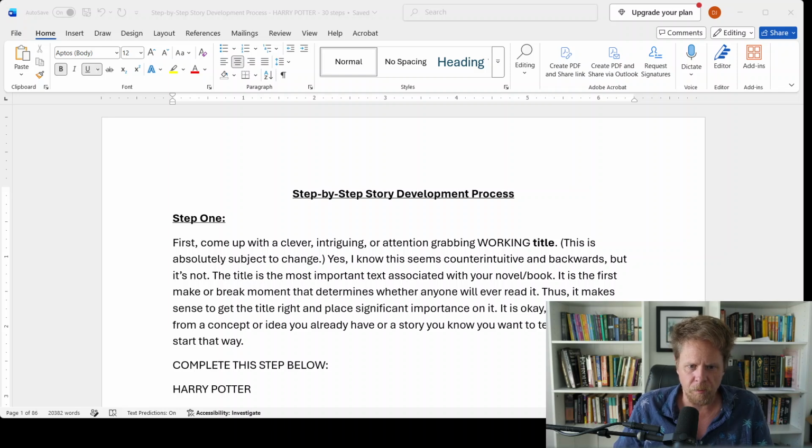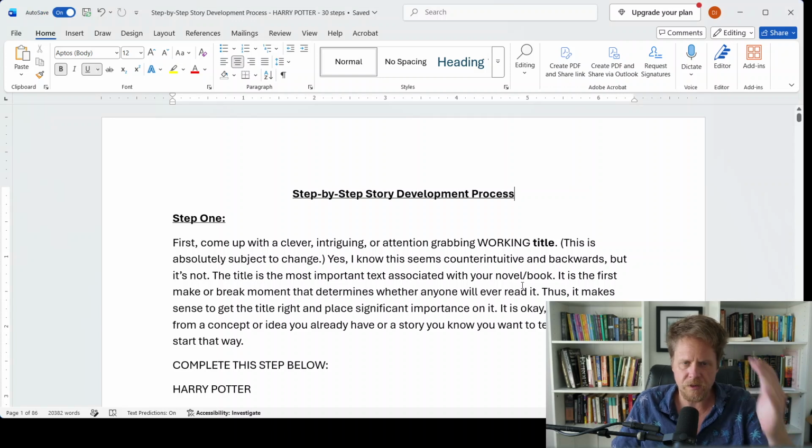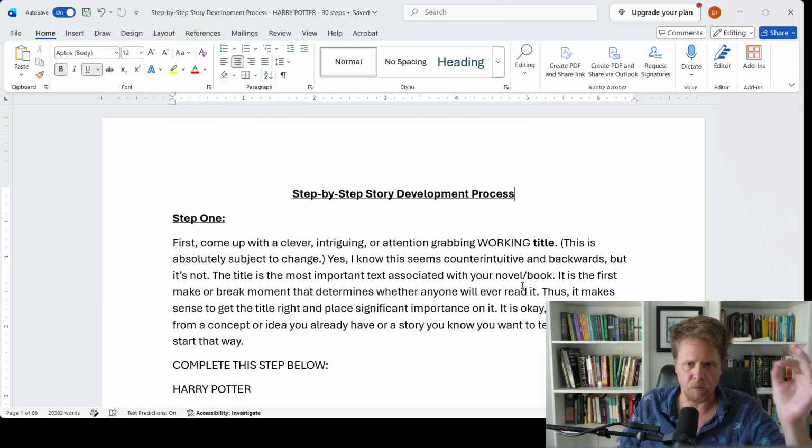So as you can see here, I pulled up my step-by-step story development process. If you haven't seen the other videos, this is a step-by-step process that can help you write a fictional novel from start to finish. There's a method to the madness. If you start with step one and go through them in order, it's going to be so much easier for you to write and complete your novel.